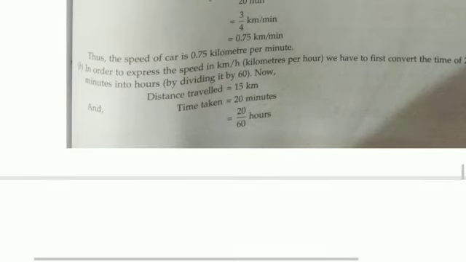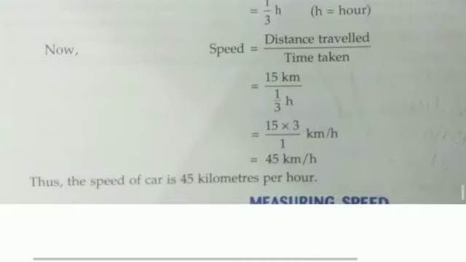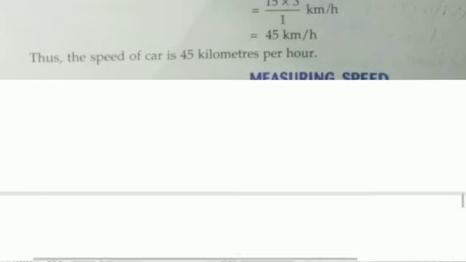0.75 kilometer per minute. Both the answers are the same. Both are in kilometer, but one is in minute and the other is in hour. That is the difference. So we got both the answers. One next question.